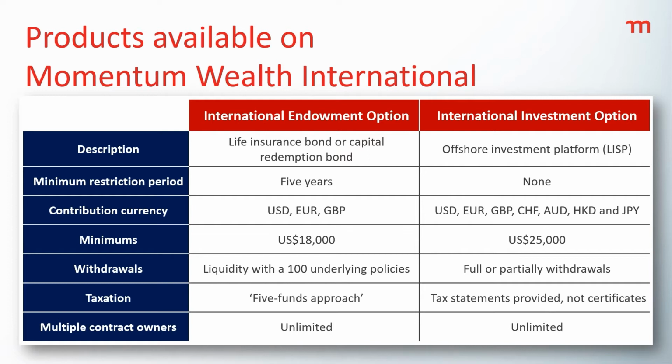The International Endowment option requires a minimum investment of $18,000 or currency equivalent, has a 5-year restriction period, offers liquidity with the 100 underlying policy structure. Tax is deducted according to the 5-fund tax approach, and it allows for unlimited contract owners, lives assured, and beneficiary nominations. Note that these products do not support recurring contributions, only lump sum investments.